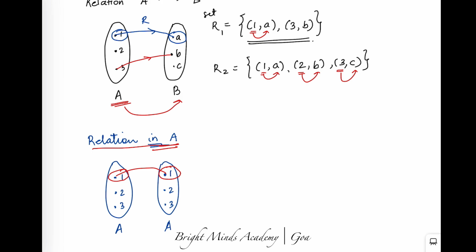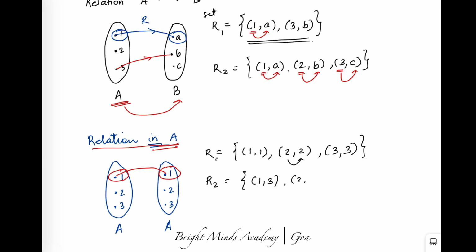Okay, now this type of relation will look like something like this. We have (1, 1), let's just say, then we have (2, 2), wherein 2 is related to 2, and we have (3, 3). So this is one such relation. I can have another relation, let's just say R2, wherein I'm relating 1 to 3, I'm relating 2 to 1, and I'm relating 3 to 2. So these are the different possible options for a relation that I can have.